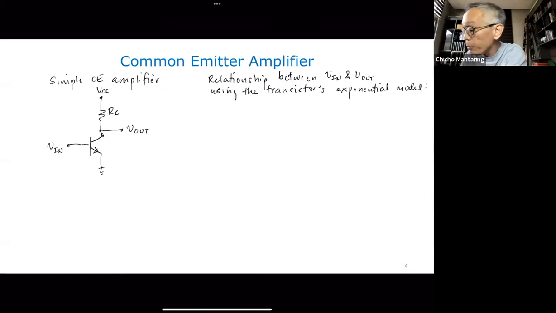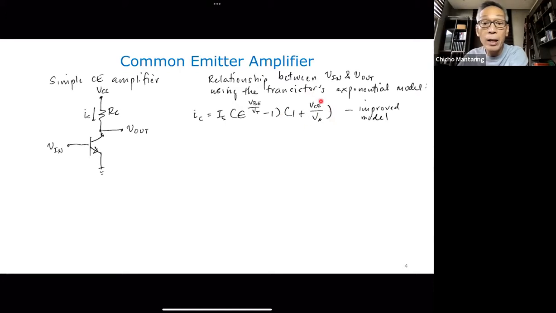Okay, so you recall the improved exponential model where you have I sub C is equal to I sub S times e to the VBE over V sub T minus 1, multiplied by 1 plus VCE over V sub A. Okay, so this is our improved model, where the last refinement to the model was adding this term.